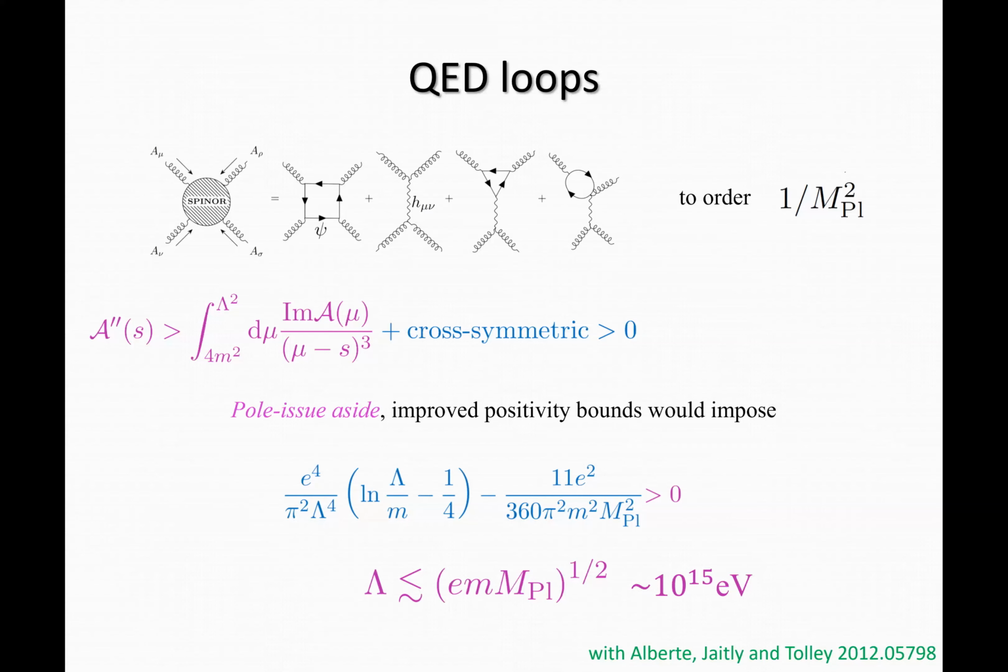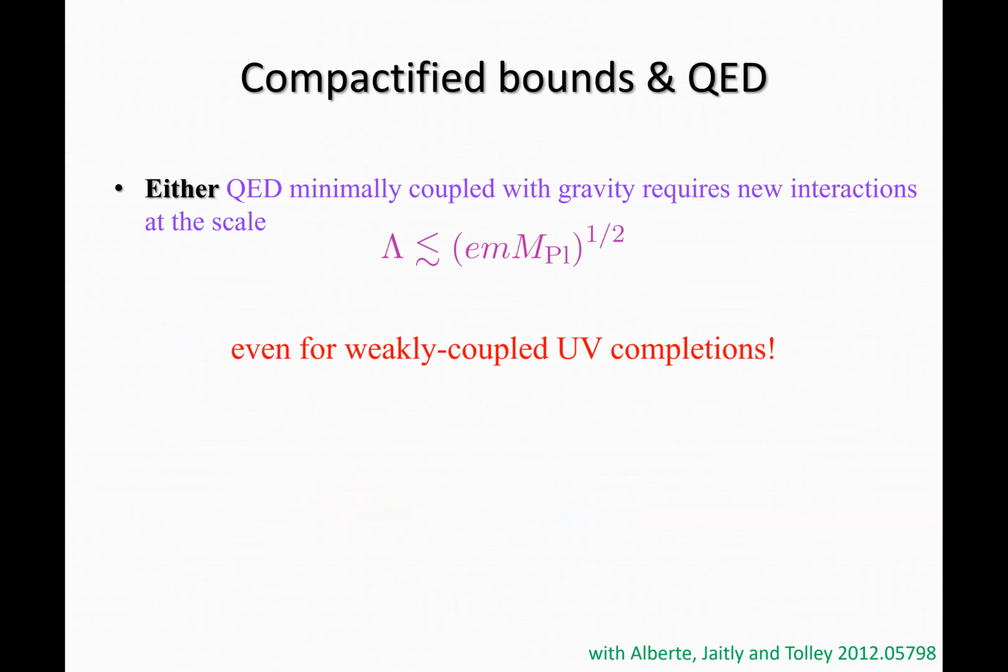But of course, this was only applicable if we believed the improved positivity bounds while subtracting the T-channel pole coming from the gravitational exchange. And so either the conclusion of what I just presented is really that there should be such effects that come in at an extremely small scale.